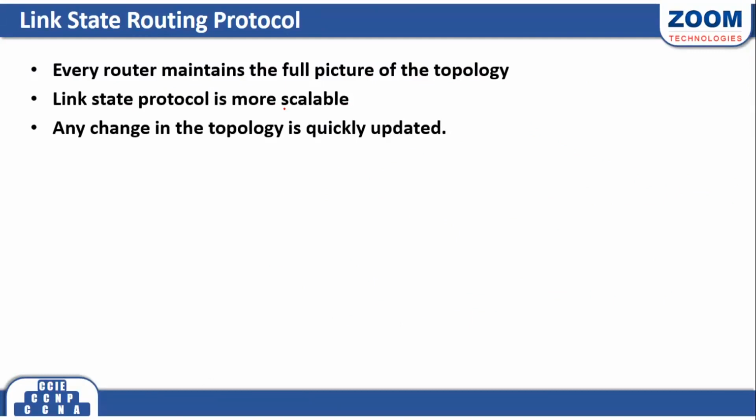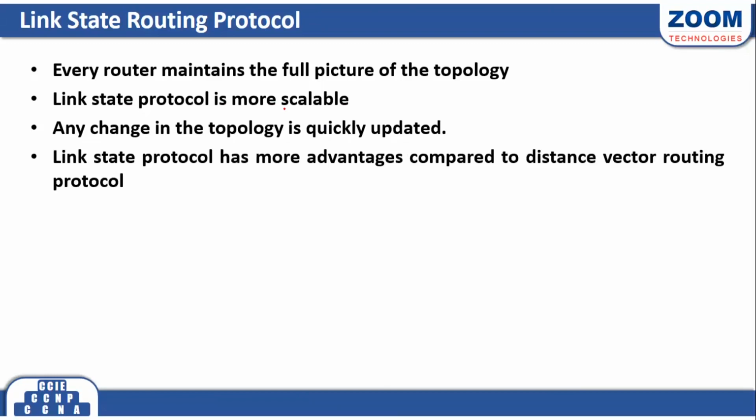Any change in topology is quickly updated. In the case of the RIP protocol, if there is any change, after 30 seconds you'll get a notification, right? You'll get an update message that so-and-so link is down. After 30 seconds, you'll get it. But in the case of a link state protocol, any change in the topology is updated immediately, quickly. It's a good thing. So compared to distance vector protocols, link state protocols have more advantages.